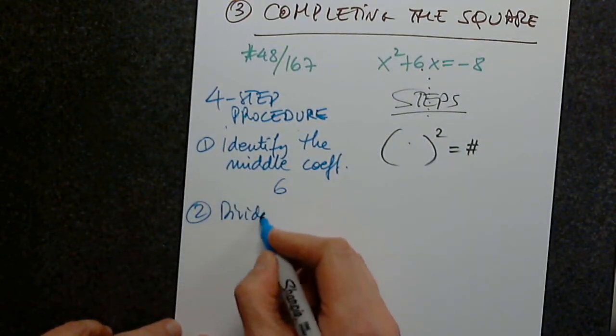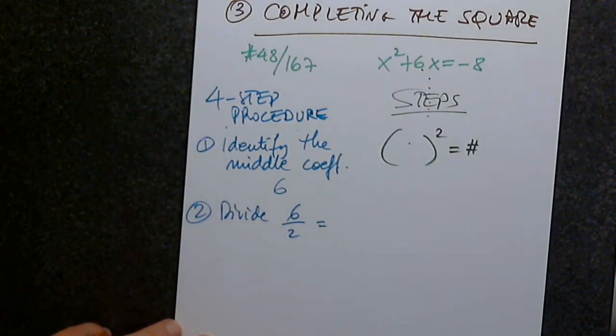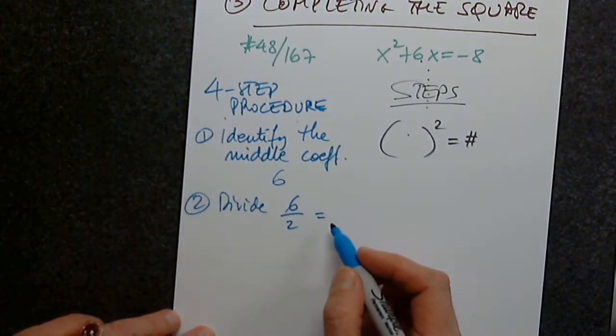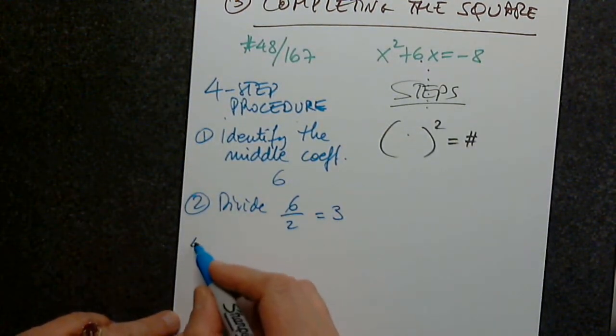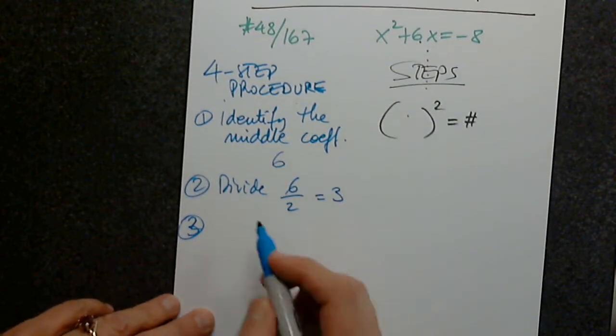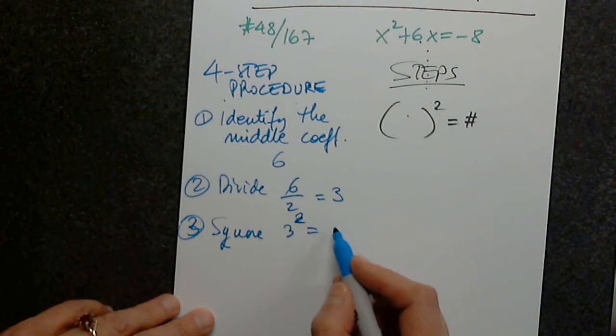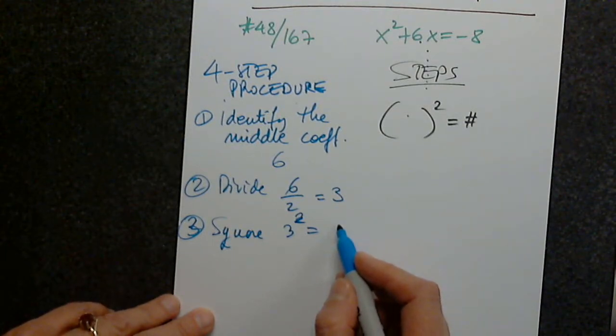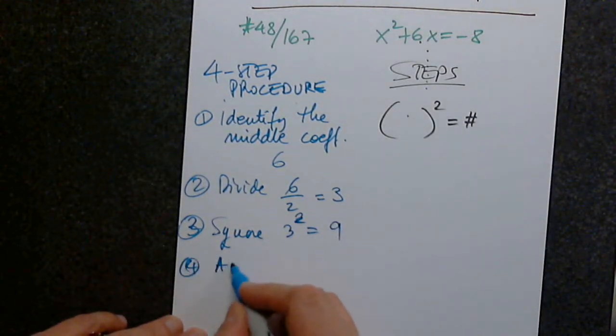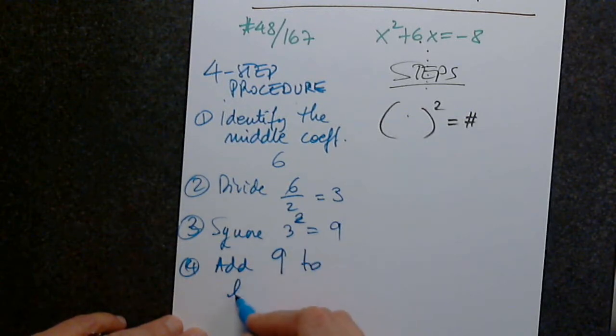Step 2. Divide 6 by 2. What do I get? Very good. Step 3. Square 3. What do I get? Final step. Add 9 to both sides.